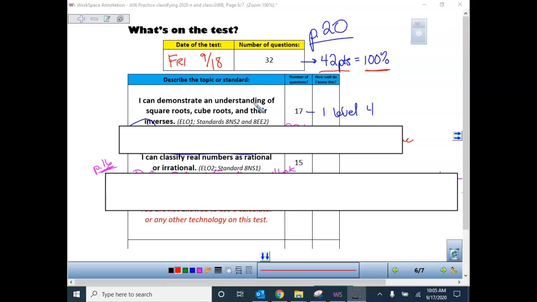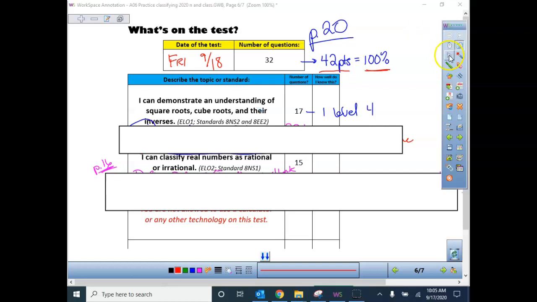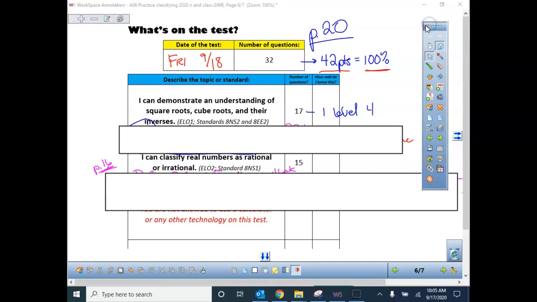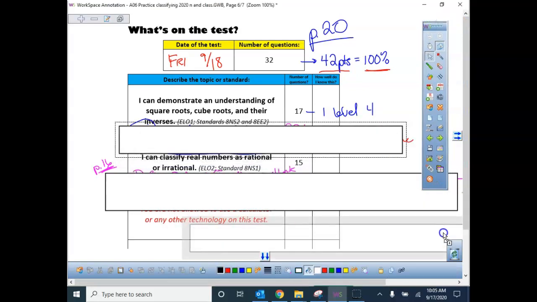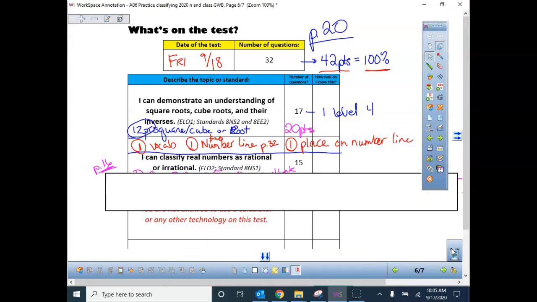There will be 17 questions on the test on this. Of those 17 questions, this is how it is broken down. 12 of them will say, what is 7 squared? And you'd say 49. And then some of them are going to say, well, what's the square root of 49? And you tell me 7.